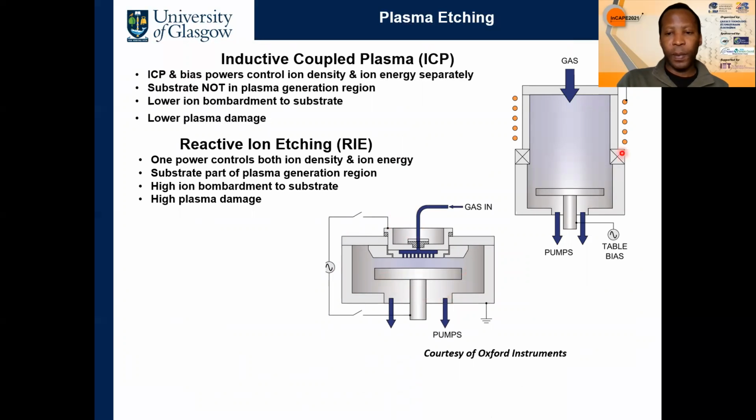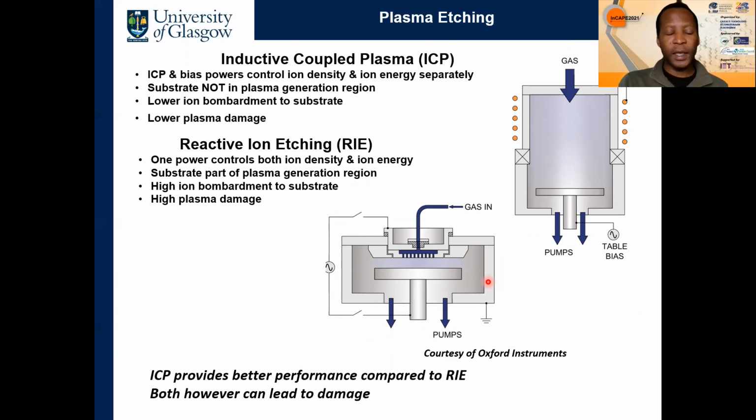Here's an image of an ICP tool, which shows the ICP power to the coils and the bias power to the table. And for the RIE tool, only one power is applied to the tool, which controls both the ion density and ion energy. Both images here are courtesy of Oxford Instruments. ICP generally provides better performance compared to RIE, but both can lead to damage on the device, which is caused by nitrogen vacancies and GaN band bending.